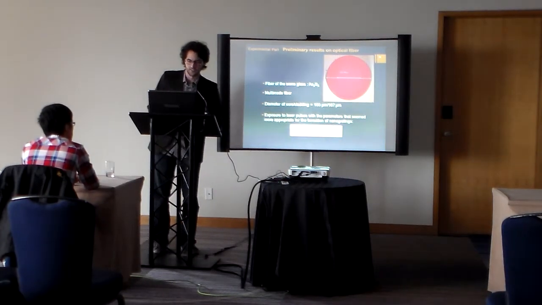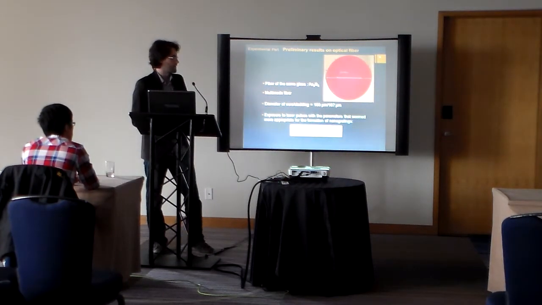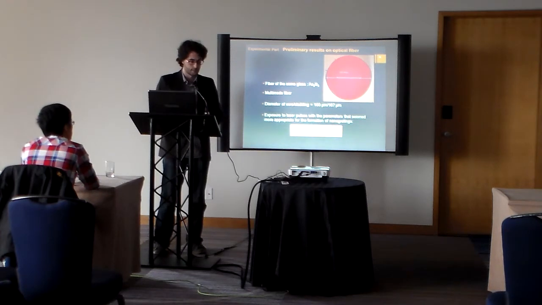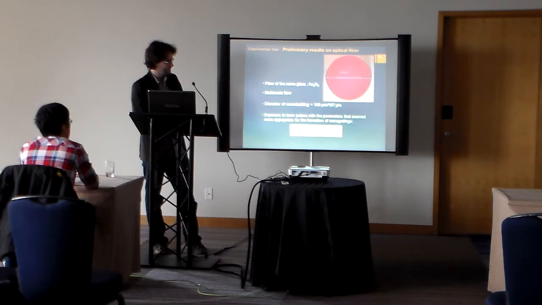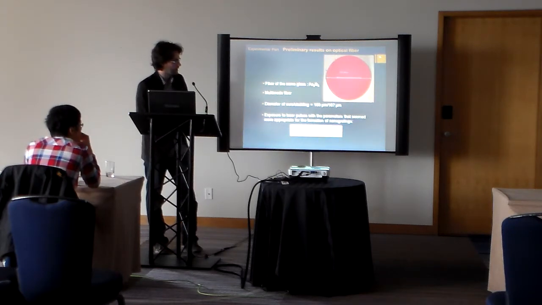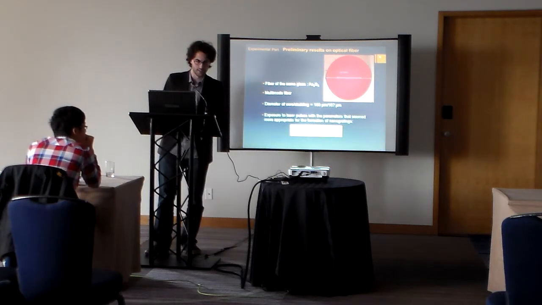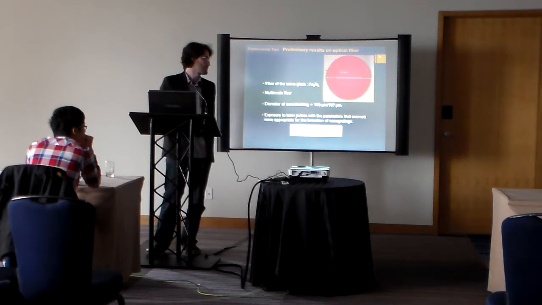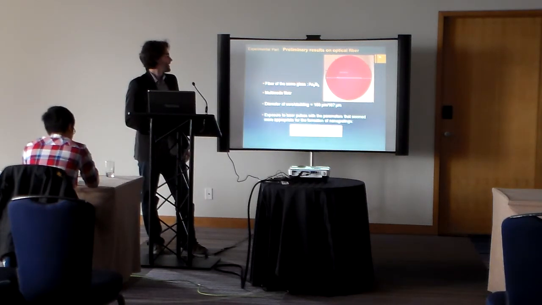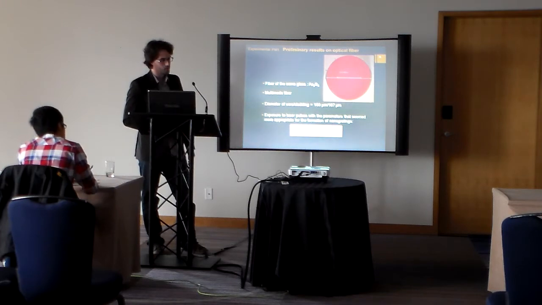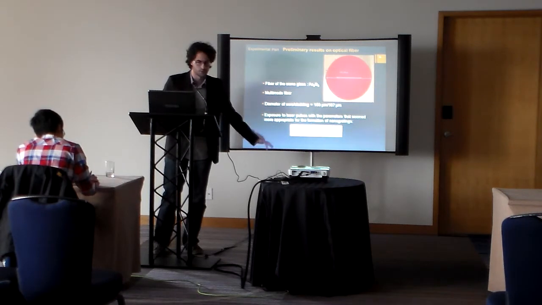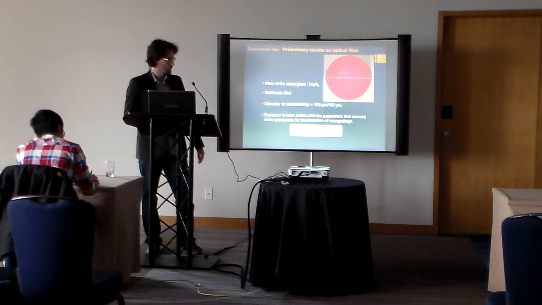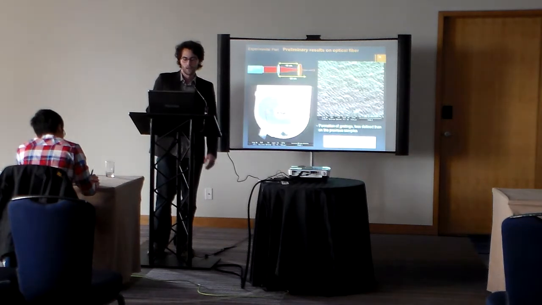So, our preliminary results on optical fibers. The fiber is of the same glass, As2S3. It is a multimode fiber. The diameters of the core and cladding are 100 and 167 microns. The exposure, as I said before, we use the ideal parameters that we obtained. So we use 10 milliseconds and 0.2 millijoules for our exposure.